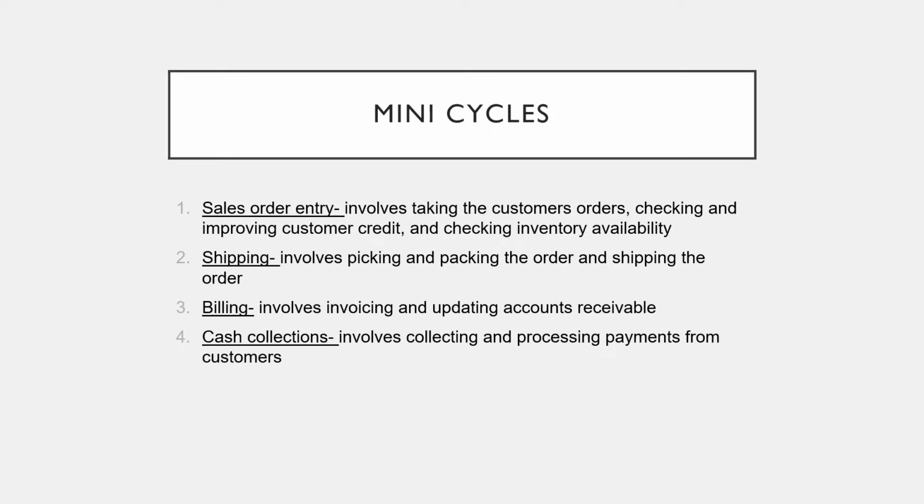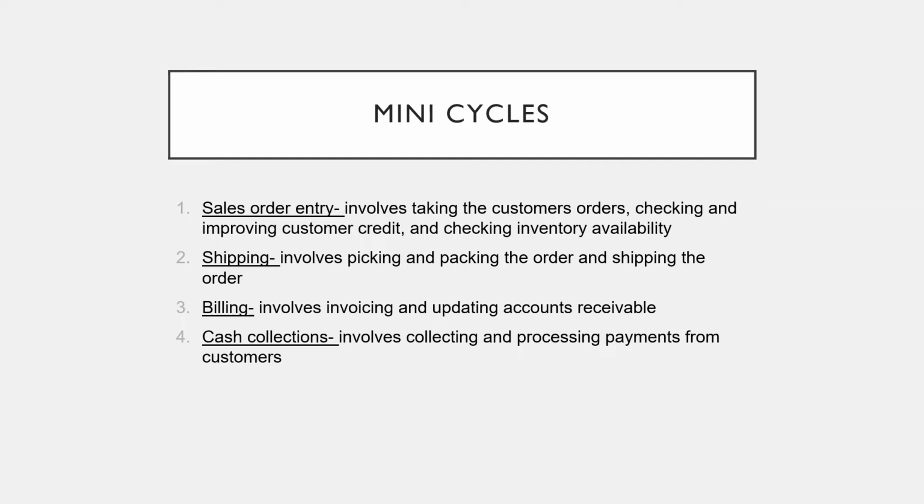Now, within the revenue cycle, there are many cycles, which are sales order entry, shipping, billing, and cash collections. I will give an overview of each cycle, but we will go into detail in later slides. Sales order entry involves taking the customer's orders, checking and approving customer credit, and checking inventory availability. Second is shipping, which involves picking and packing the order and shipping the order. Third is billing, which involves invoicing and updating accounts receivable. And fourth, which is the last cycle in the revenue cycle, involves collecting and processing payment from customers.